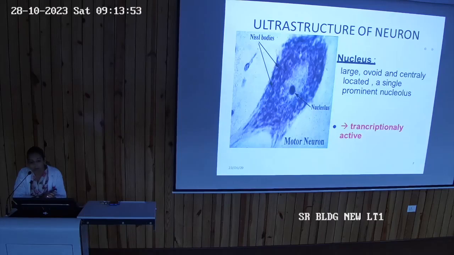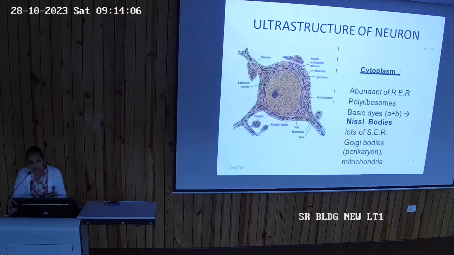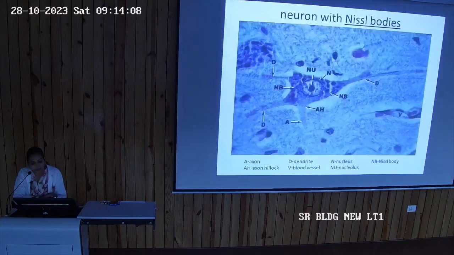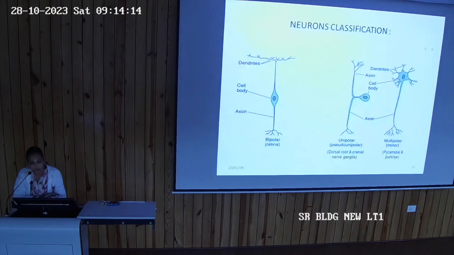Then Nissl bodies, what are Nissl bodies? They react with the basic dyes. These are basically stacks or groups of rough endoplasmic reticulum. Then it has a transcriptionally active nucleus. These are the collections of the Nissl bodies which are present within the cytoplasm of a neuron.